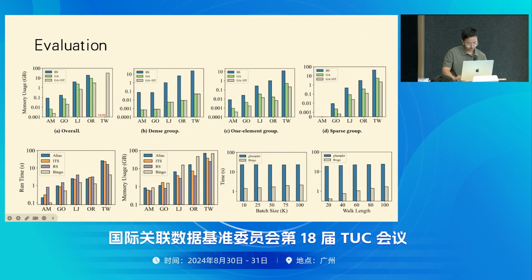On evaluation, our work, which is named Bingo, can get up to 105.49 times speedups. That's all.